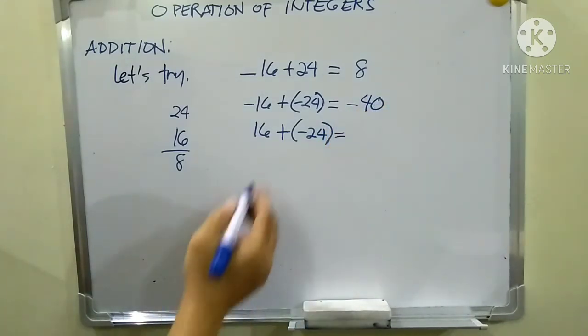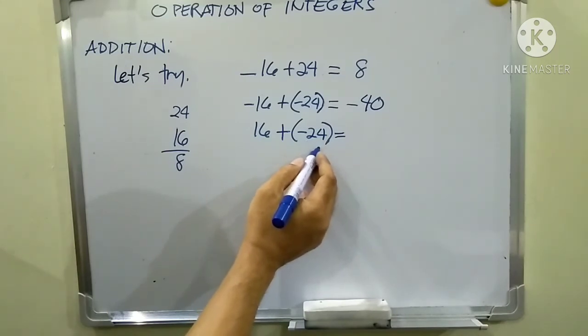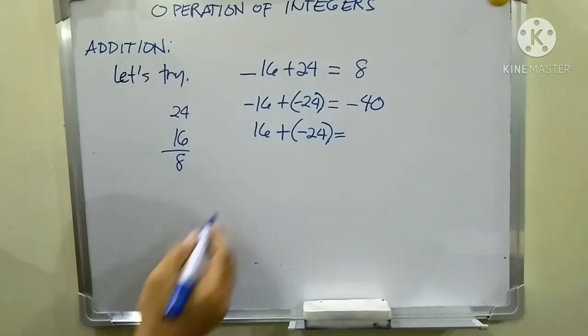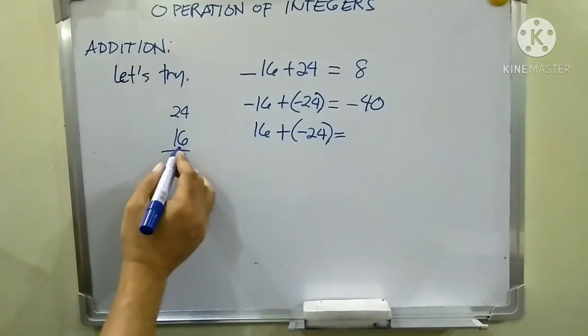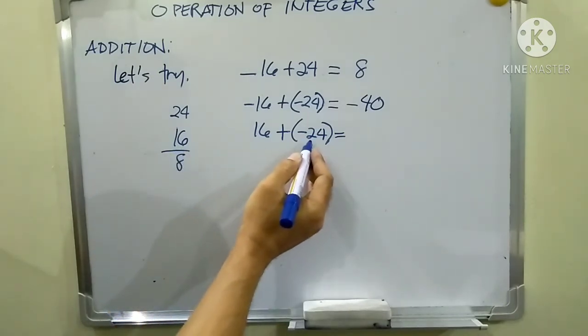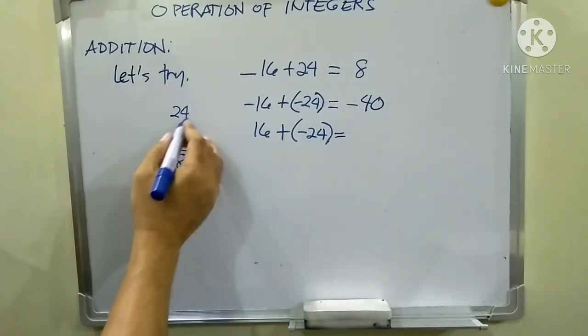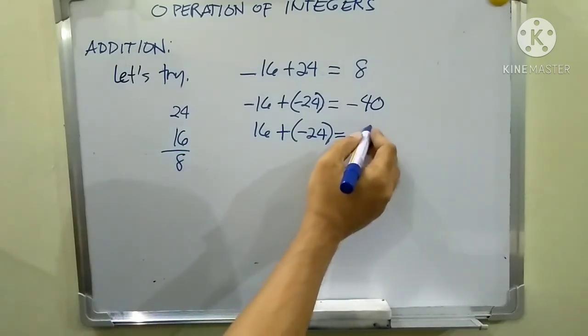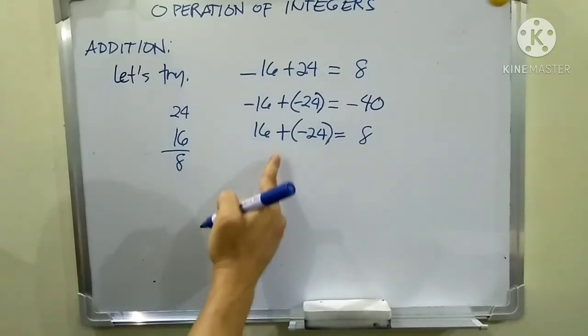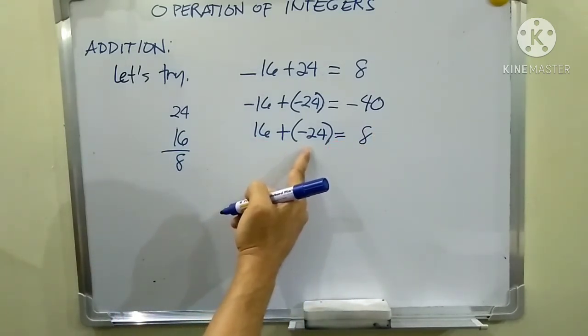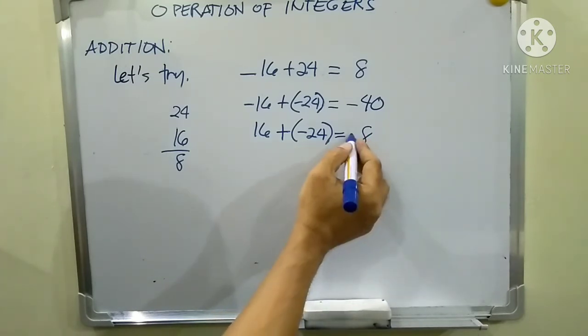The last one, we have 16 plus negative 24. Get the absolute value of 16. That is positive 16. Get the absolute value of negative 24. That is 24. Subtract. That is 8. So we have here 8. But which one is farther from 0? It is negative 24. So we have negative 8.